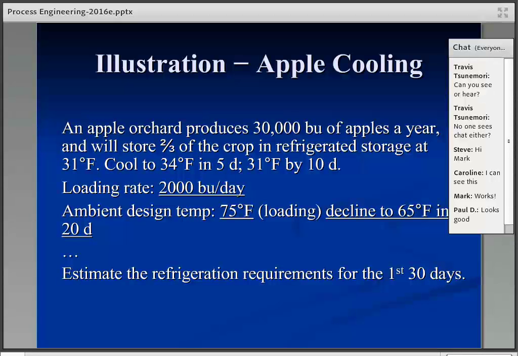Okay, next example I want to do here is an energy balance problem. This is cooling apples coming in from an orchard. I've laid out a specific problem here that's a very large design problem, and then I'll pick out just a couple little parts of that to actually work on.